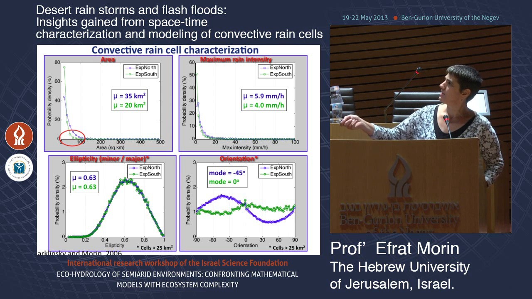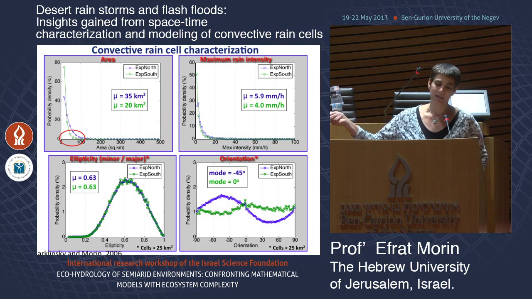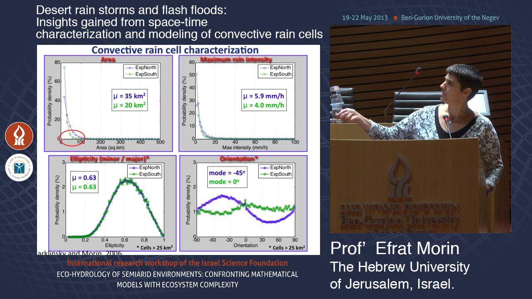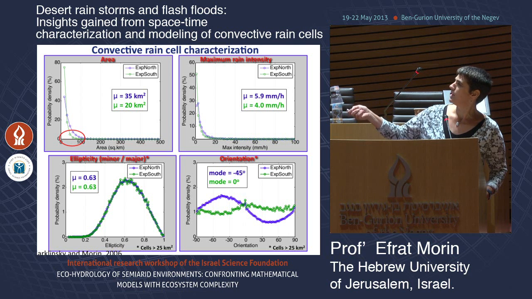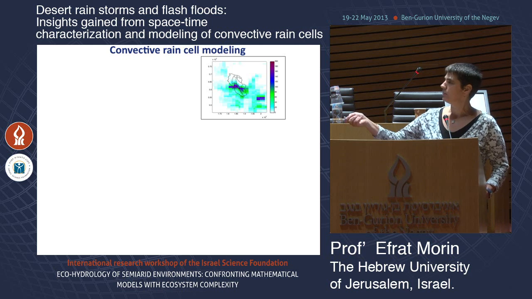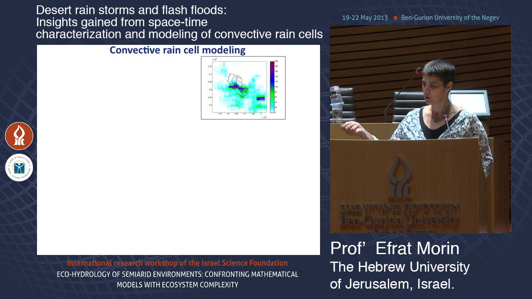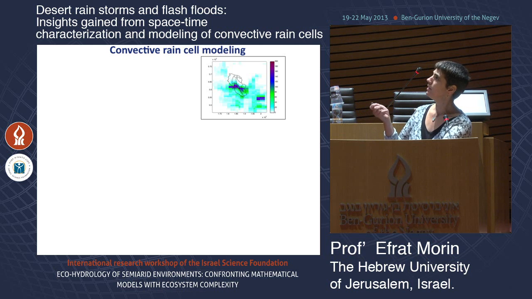The maximal rain intensity, the ellipticity. If they were circles, it would be 1. So you see they are really ellipsoid. They are not circles. And there is no difference between south and north. And for the preferred orientation, mainly in the north we see some preferred orientation. We have a lot of details in this paper about it. So this was the first part, characterization.